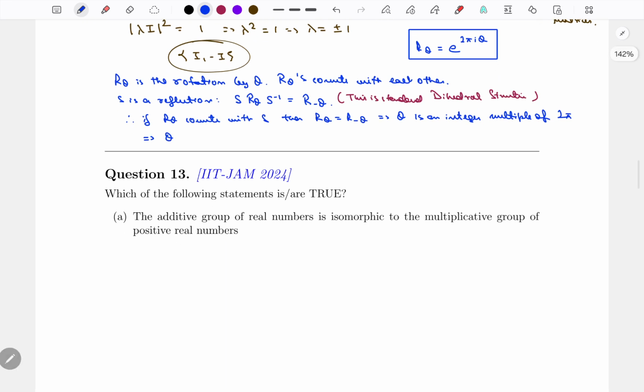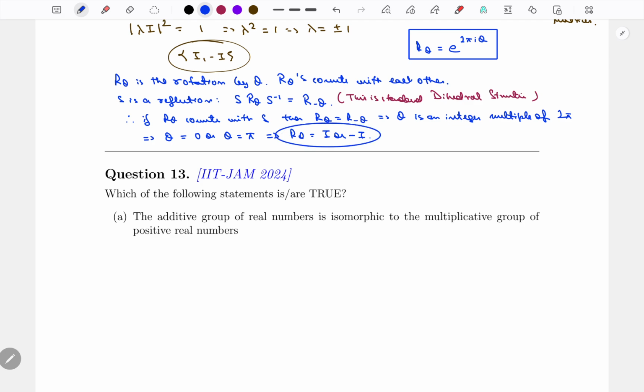So this means that if 2 theta is a multiple of 2 pi, what does that mean? So theta must either be 0 or theta must be equal to pi, right? If I restrict myself within 2 pi, what does that mean? So hence R theta is either identity or minus identity, right?